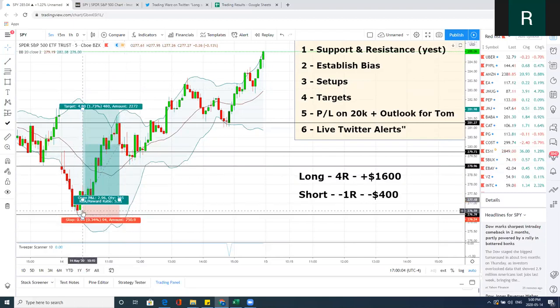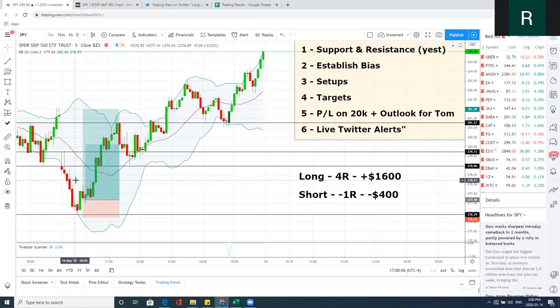We had the waterfall on both time frames. We call that time frame alignment, and we take it to the most reliable target, which is the gap fill.